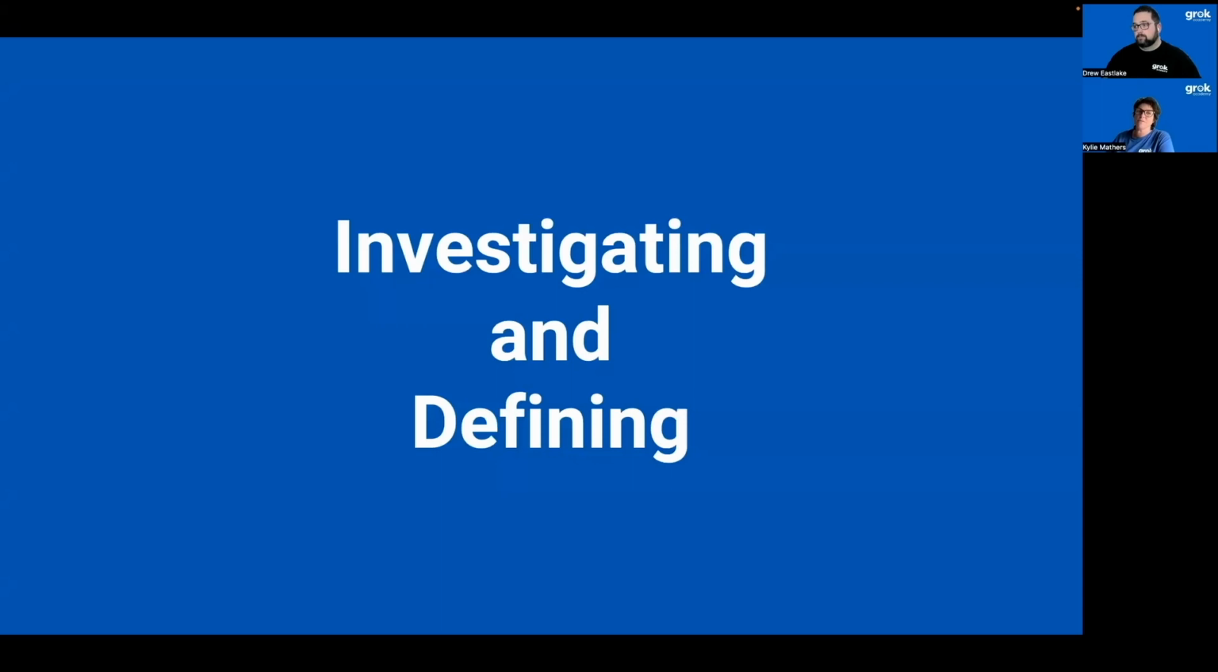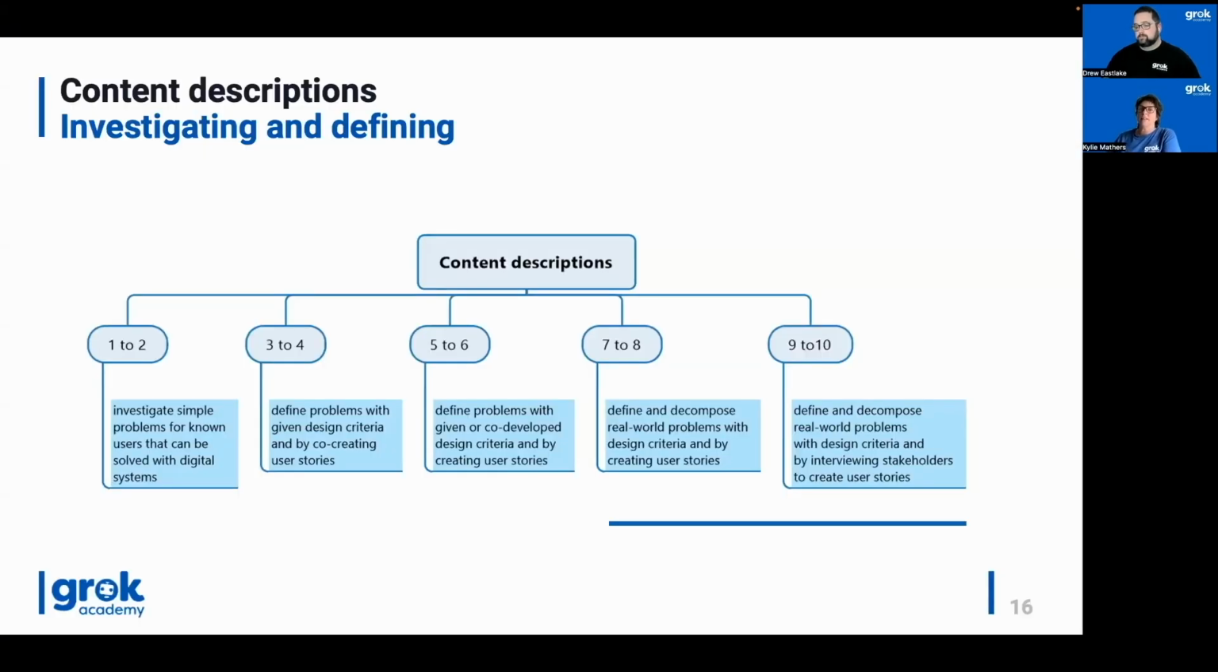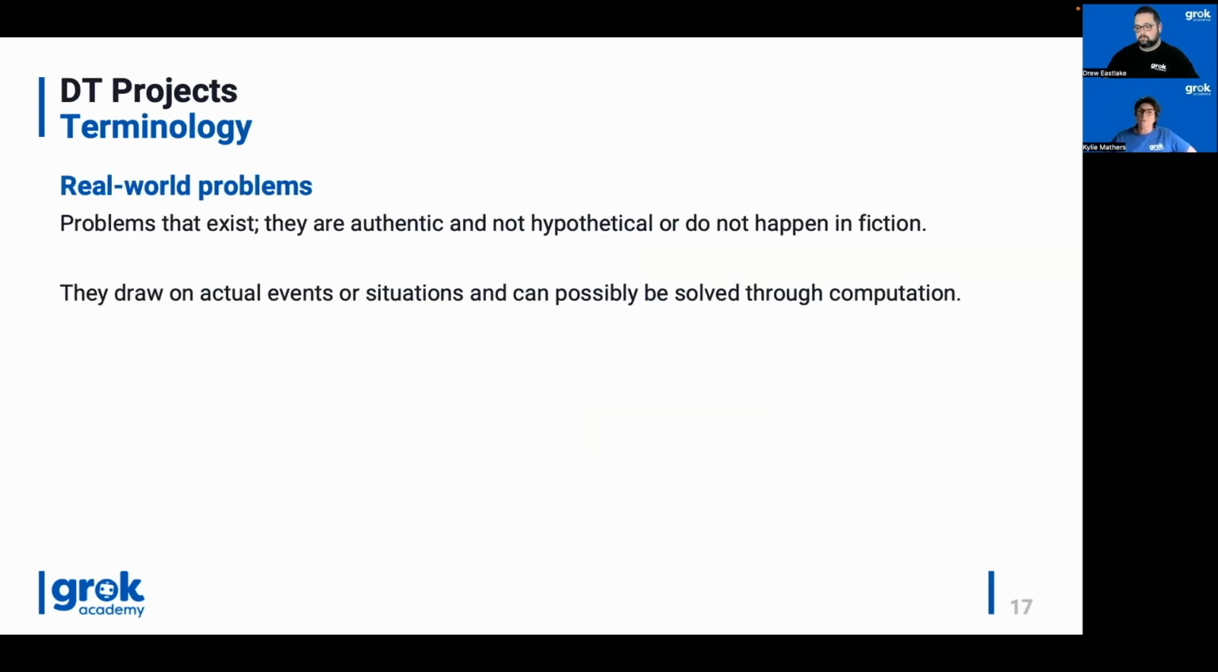With investigating and defining, the content descriptors for these ones, we're concentrating on 7, 8, 9, 10. Define and decompose real-world problems, so that's that meaningful solution, with design criteria, creating user stories. In 9 and 10, we've added, as you can see there, stakeholders as well. They need to go off and interview them as well. So let's have a look at what some of those new terms or old terms mean.